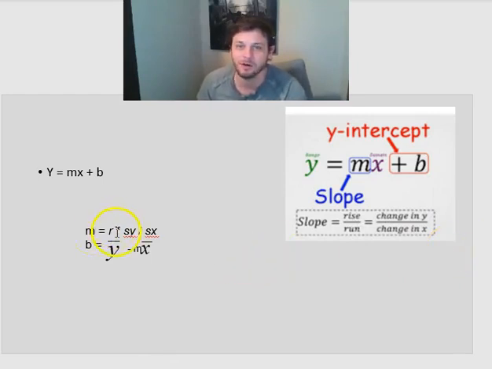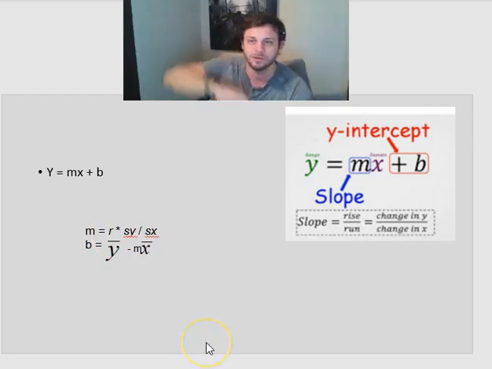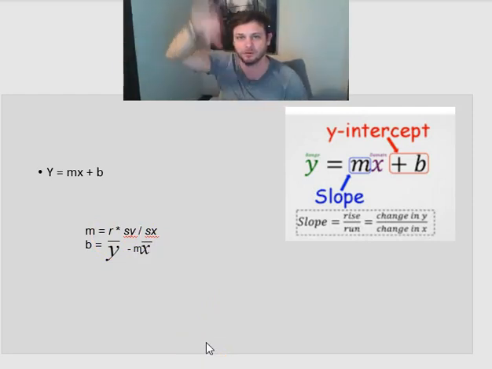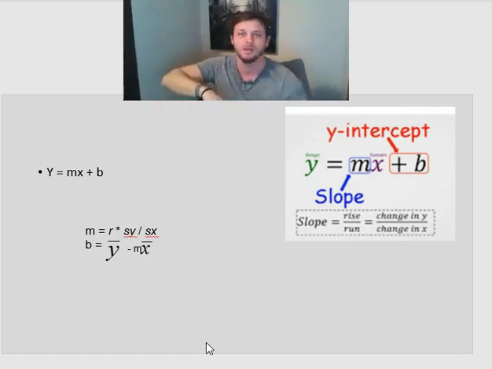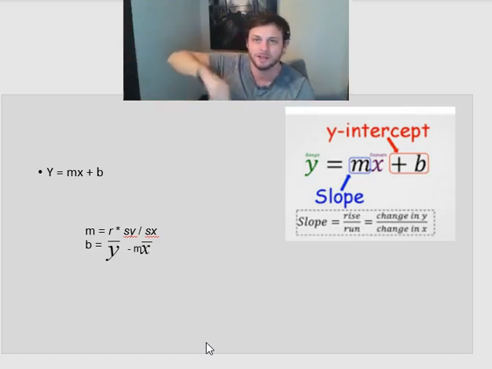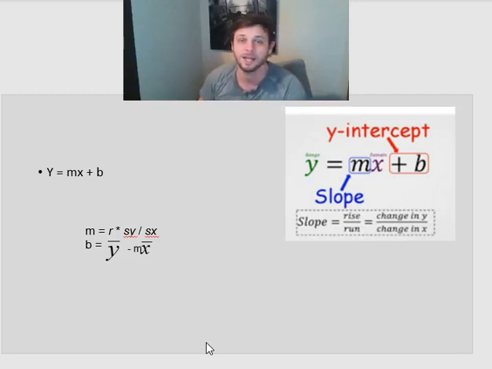M is going to be your R value with your S over your X. So your rise over your run, right? So the vertical over the horizontal. So if you have it go up 3 and over 2, right? That's going to be your slope. That is what the M is, your R times your rise over your run.